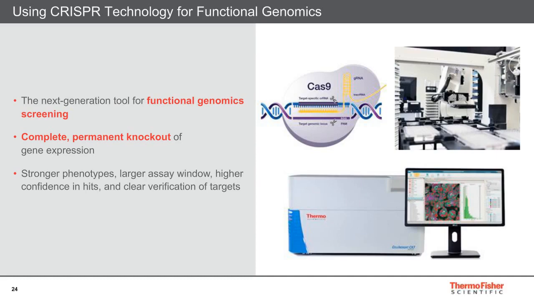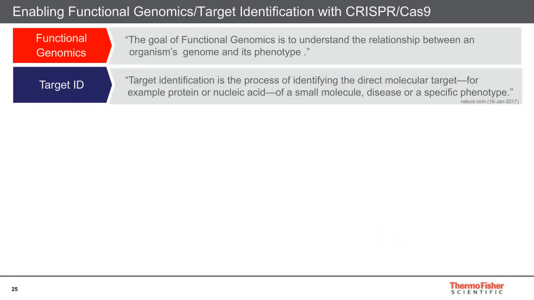And as opposed to the temporary gene knockdown, CRISPR-Cas9 technology provides complete and permanent knockout of gene expression, leading to stronger phenotypes, larger assay window, higher confidence in hits, and clear verification of the targets. Let's take a moment to see what functional genomics and target identification are.